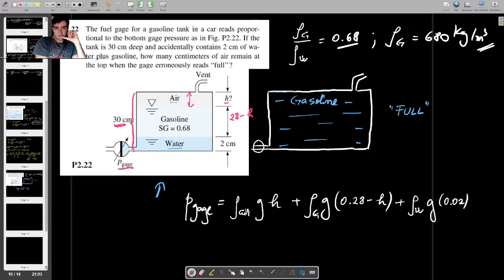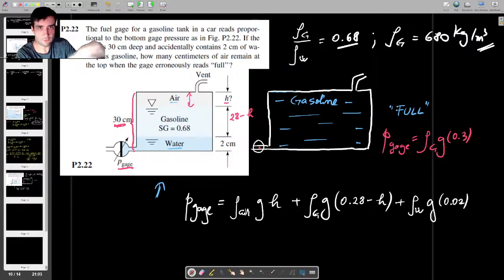Right, so now what we have to keep in mind is that the pressure gauge thinks that the whole tank has gasoline in it. And if we had gasoline all the way through the tank, the pressure, which caused the gauge to say full, would be just density of the gasoline times g times 0.3. So if you just have gasoline, the pressure here is this, basically.